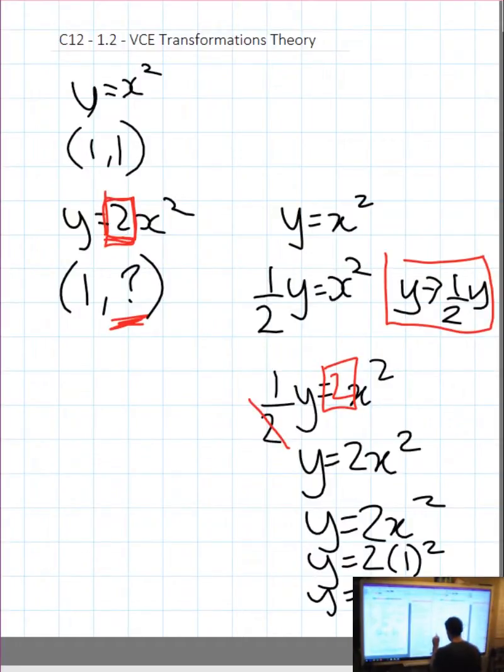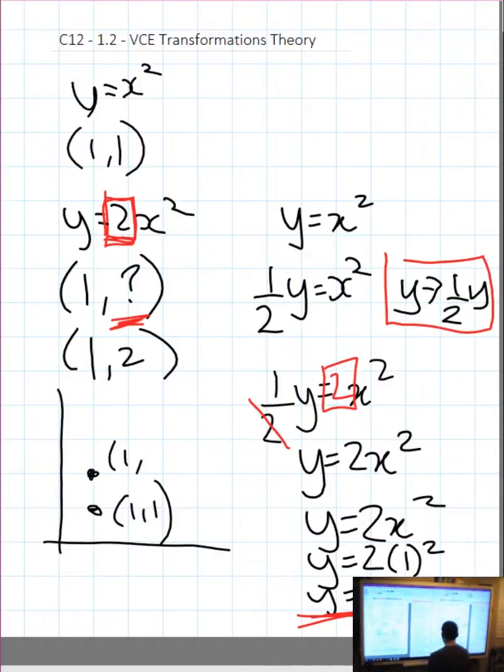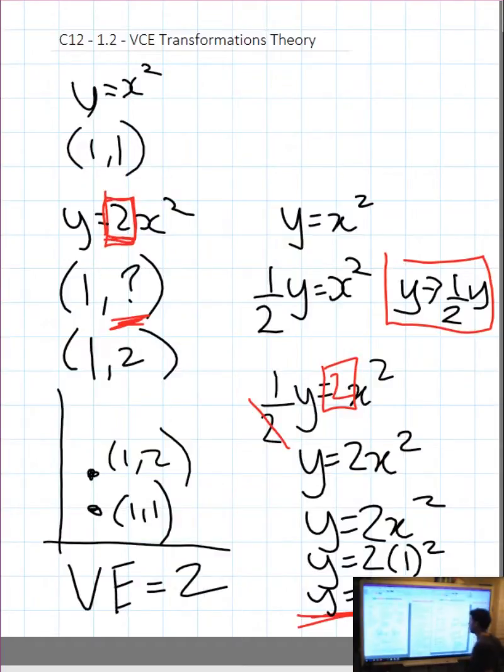So what's happened? Well, let's take the graph and let's put the point 1, 1 on the graph, the one that we started on in this video. And now we have a new point on the graph, when we just figured out the y value to be 2. So we have the point 1, 2, which is on the graph right here, 1, 2. And what happened to this point? Well, it was a vertical expansion by a factor of 2, multiplying all the y values by 2.